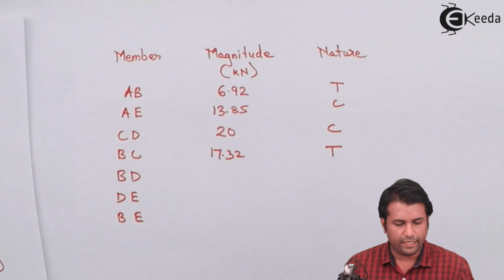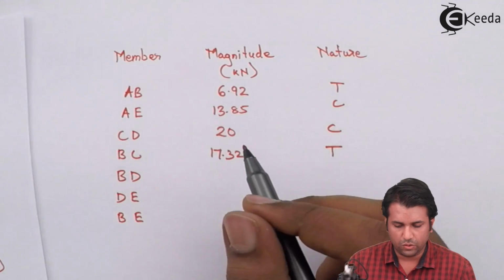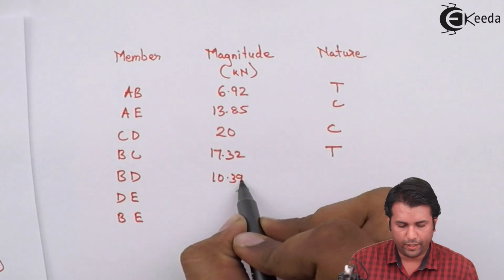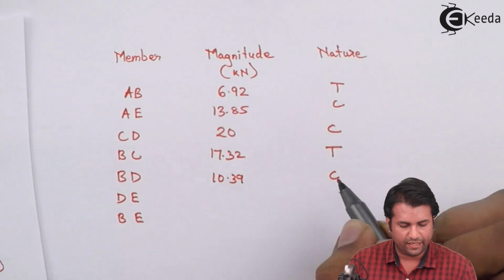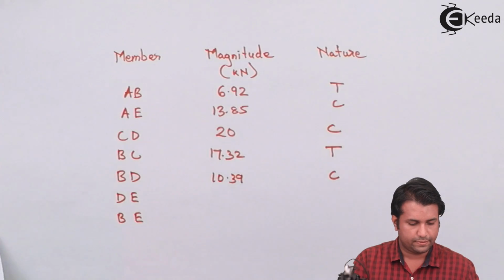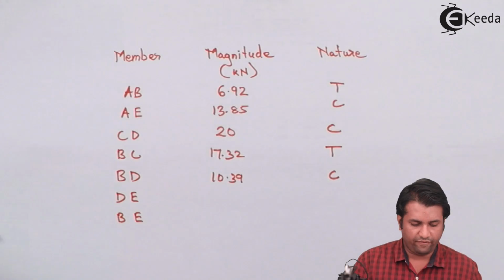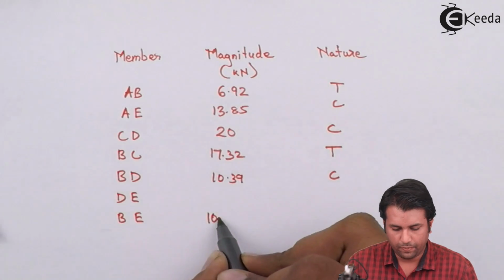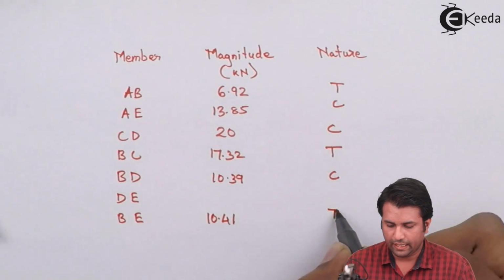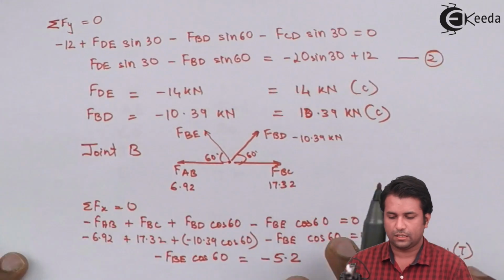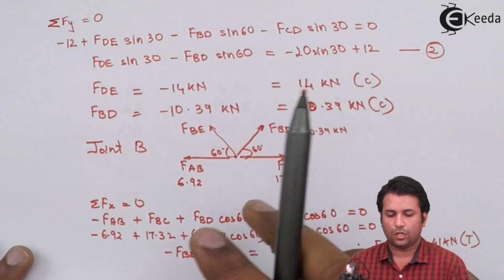And if I take joint B, I'm getting the values for BD as 10.39 compressive, DE, before that, I'll just write for BE. I got it as 10.41 tensile. The value for DE that I have got is 14 kilonewtons compressive.